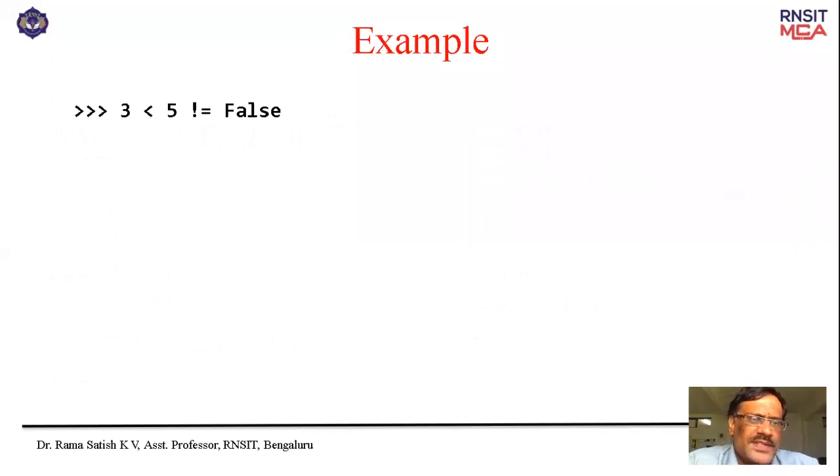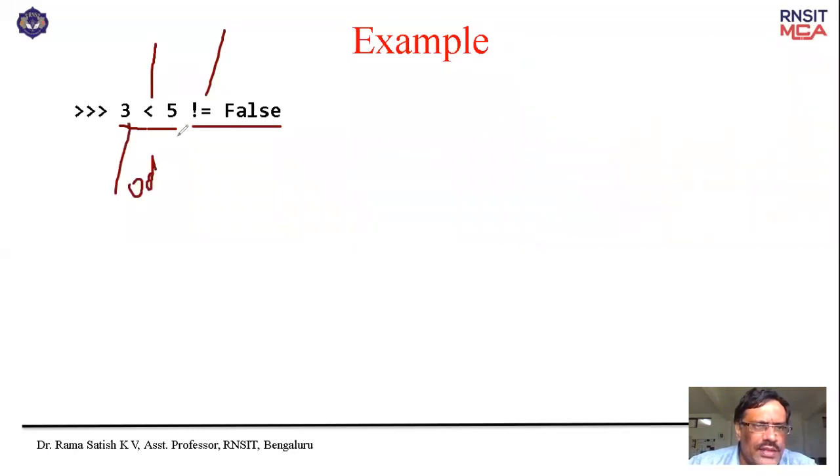Now you observe here, this is a very uncommon situation. You have the value 3 greater than 3 less than 5, not equal to false. It is a series. You can see this is an operand, this is an operand, this is also an operand, and in between you have operators. This is one operator, this is one operator.